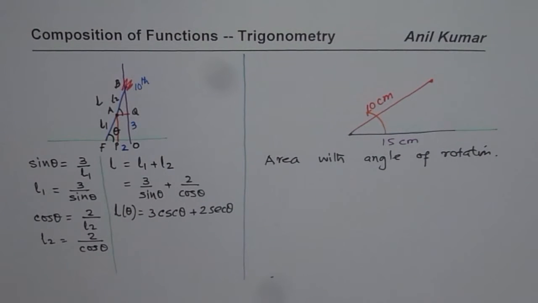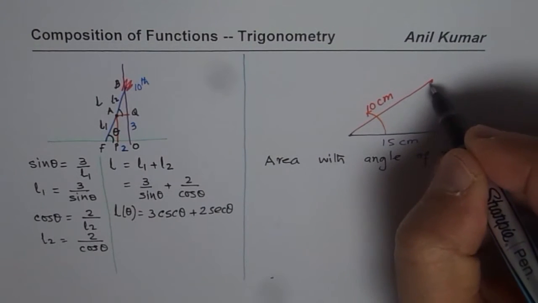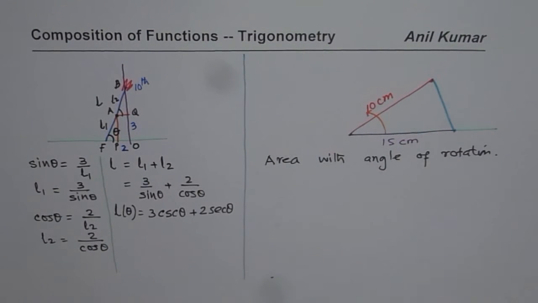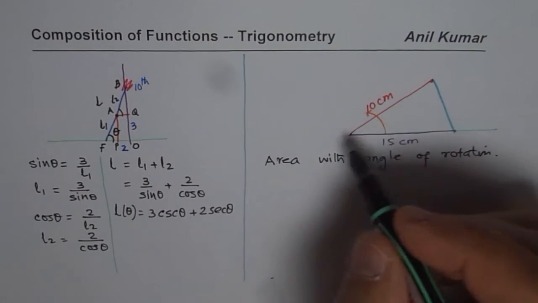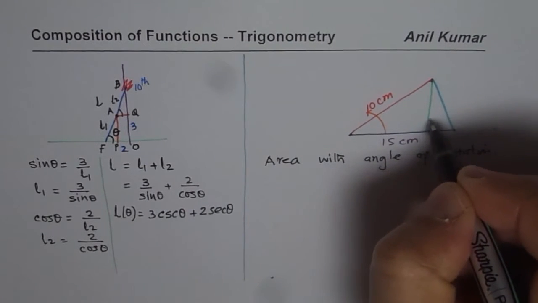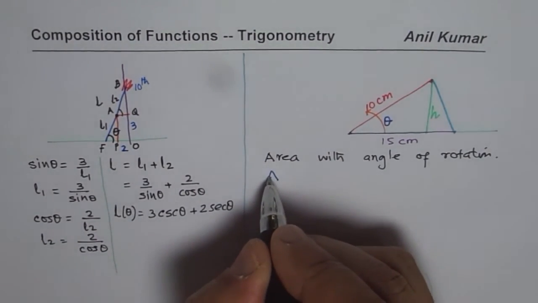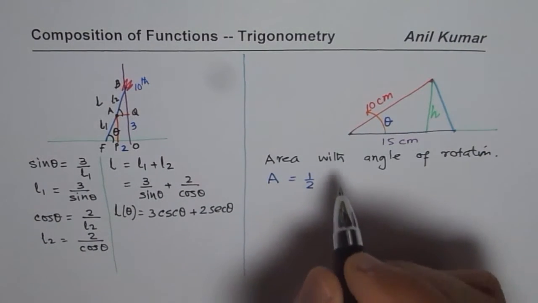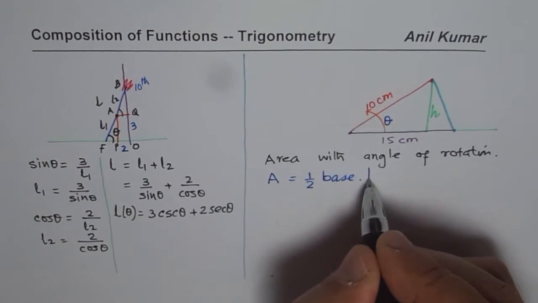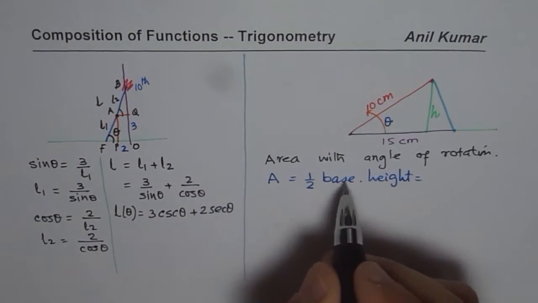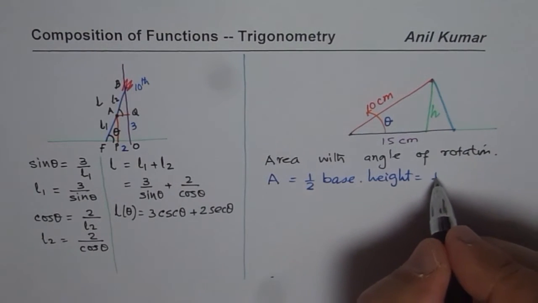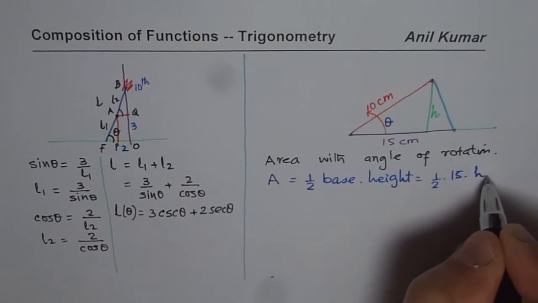Now if you see, area of a triangle is what? Let me complete this triangle first. So let me join these two ends. Then the area of the triangle is given by half base into height, where the height will be, let's say, h, right? And let me write down theta as the angle. Now, what is the area of a triangle? So the area A is equal to half base times height. Now in this case we know what the base is. Base is 15, right? So we have half times 15 into height.